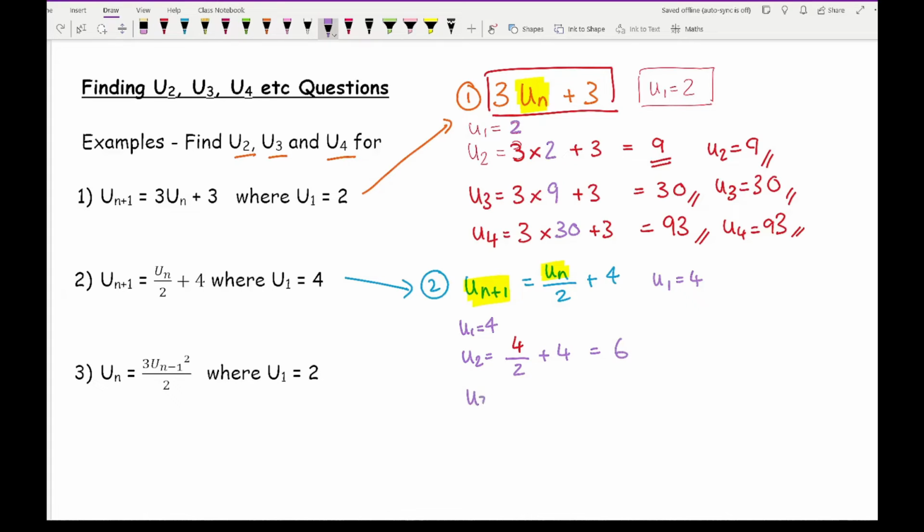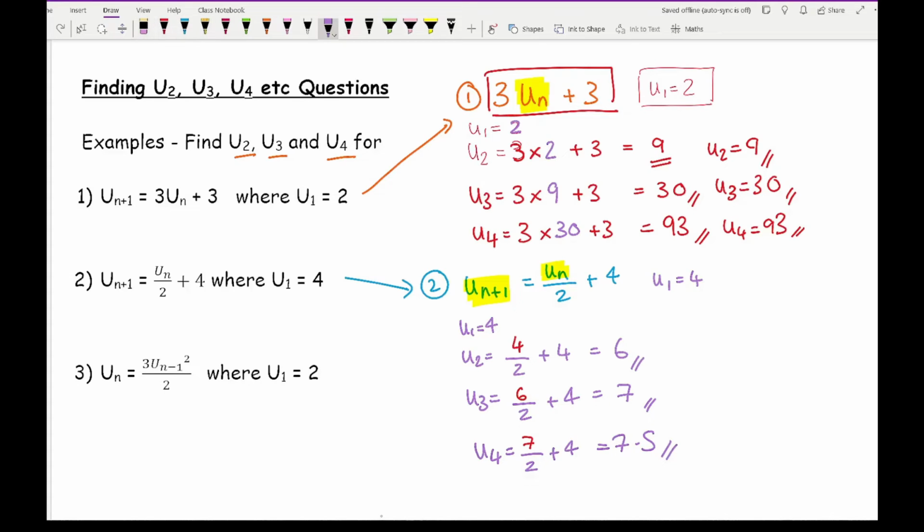So then to find u3, I substitute the previous value, which is 6 this time. I divide that by 2, and then add 4. So 6 divided by 2 is 3, plus 4 is 7. Then to find u4, I do the previous term, which is 7, and I then divide that by 2, plus 4, so that's 3.5 plus 4, which equals 7.5. So there's my u2 value, there's my u3 value, and there is my u4 value.